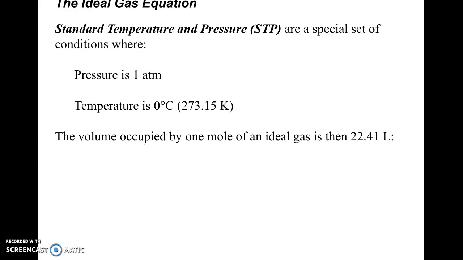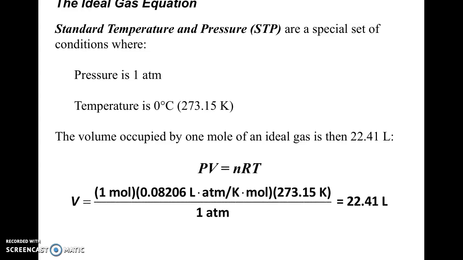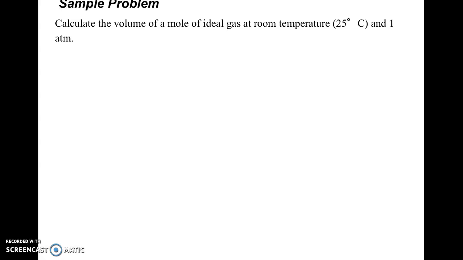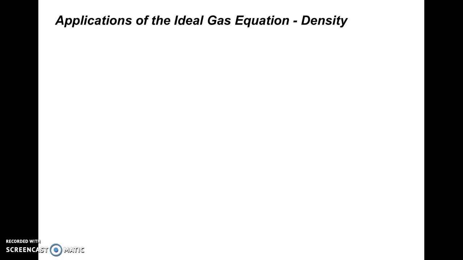And the volume for 1 mole of an ideal gas is 22.4 liters. And you can just calculate that out with 1 mole using our value for the ideal gas constant and the standard temperature and pressure. You get 22.41 liters for 1 mole of a gas. So here's a problem that we will go through. This is just looking at it at 25 degrees C, which is room temperature.